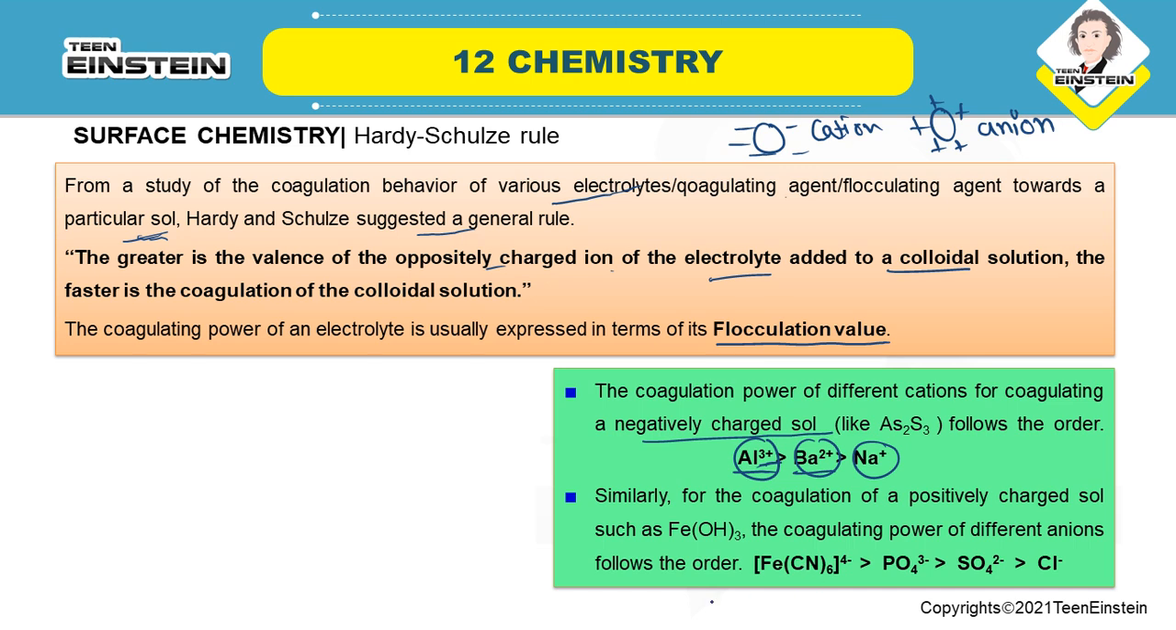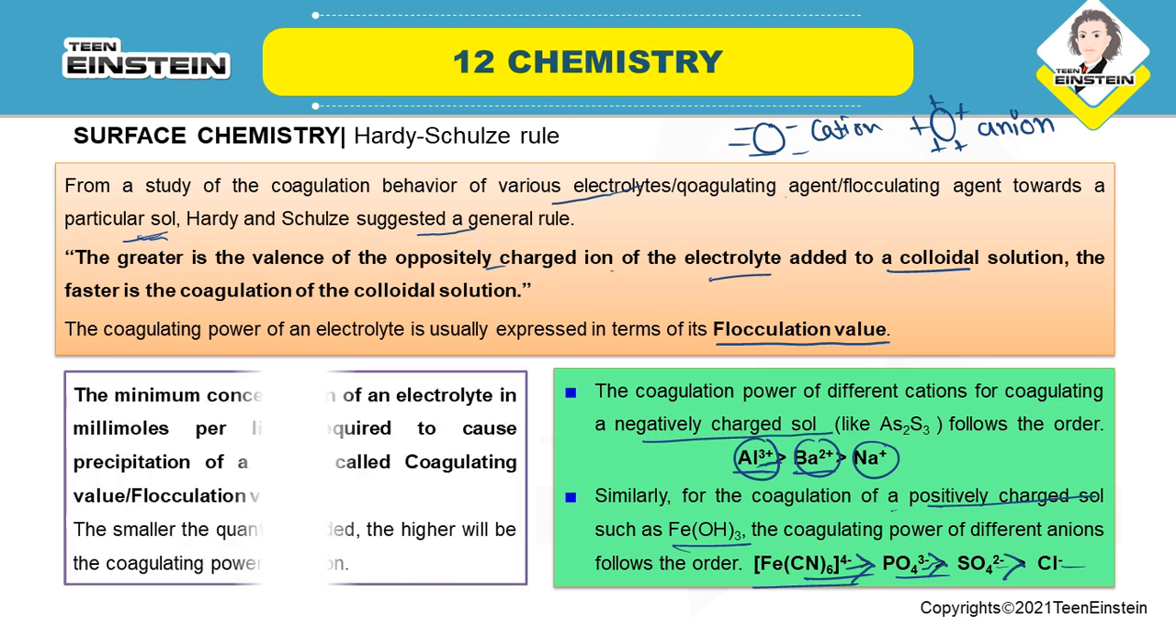But let's see another example, which is for a positively charged sol. Ferric hydroxide is a positively charged sol. So when we are adding the electrolyte, now we will focus on the anion because the sol is positively charged. If you look at these anions, we have charge gradually decreasing: 4 minus, 3 minus, 2 minus, minus. So this is the order of the coagulation power, that is, this ion has maximum capability to cause coagulation.